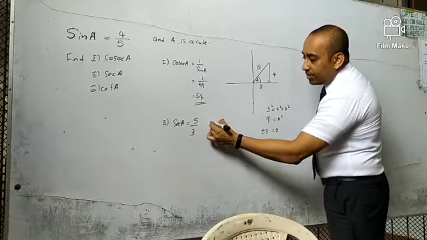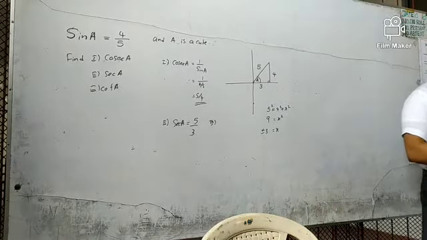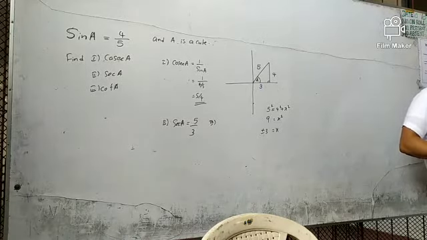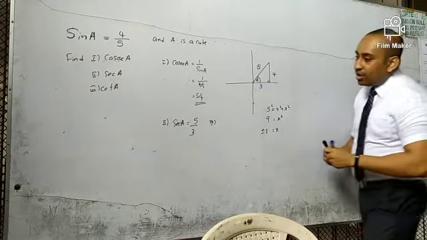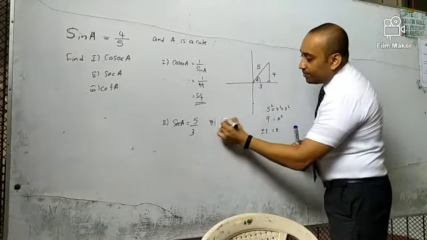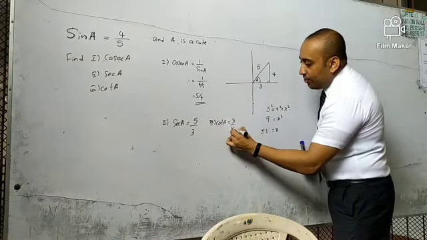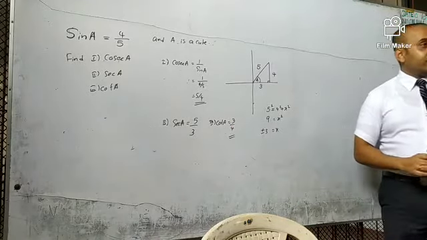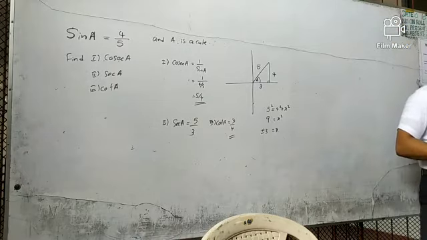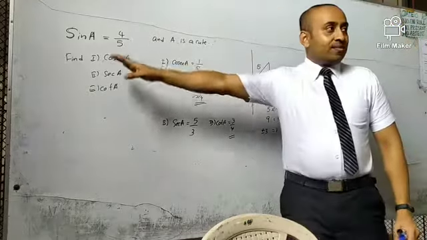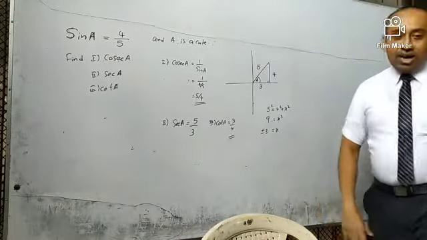Then part 3, cot A. Cot A means 1/tan A. Tan is opposite upon adjacent, so it should be adjacent upon opposite. Adjacent is 3, so cot A equals 3/4. It's a pretty simple answer. It's the first part of the question. This is the answer for this question.